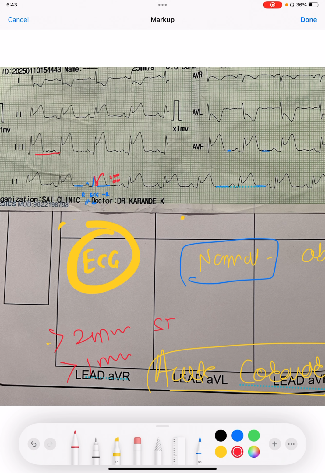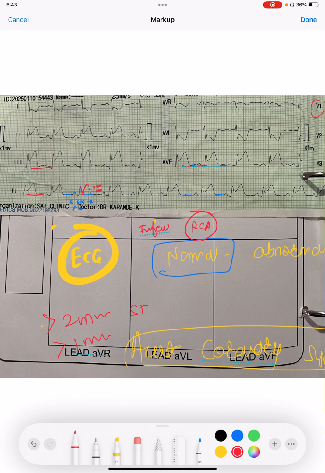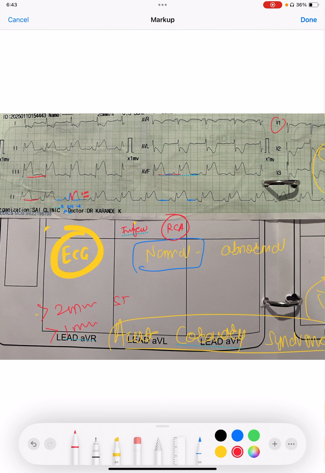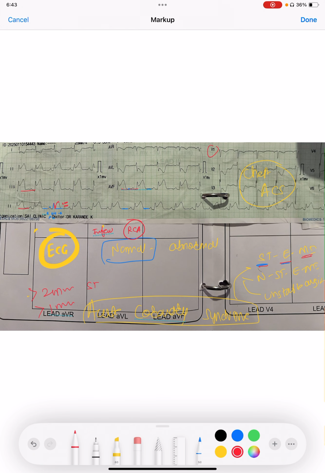Lead 2, lead 3 and lead aVF means it is the inferior wall, which is supplied by the right coronary artery. So the RCA is involved, and the patient has an inferior wall MI. This is an ST elevation MI. The patient has pain, the patient has ST elevation, so we can label this as ST elevation MI. Nothing more needs to be done. We have to treat this as an MI.